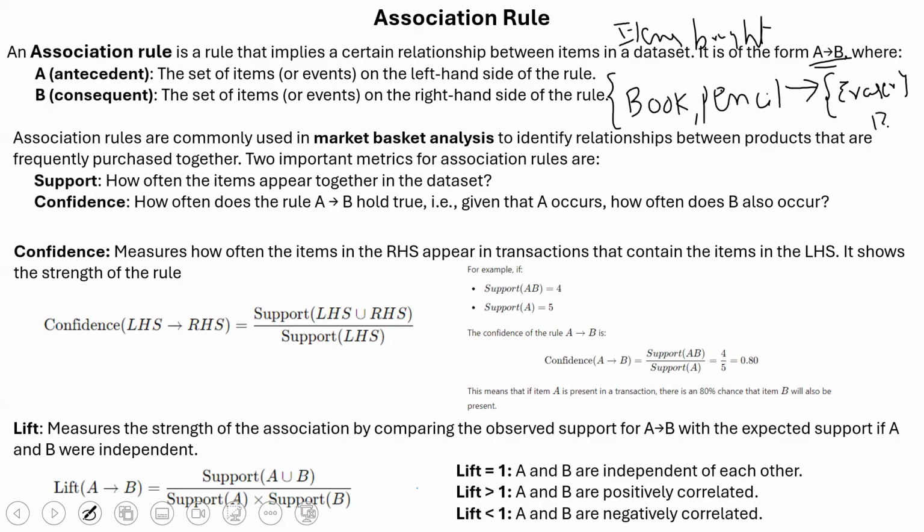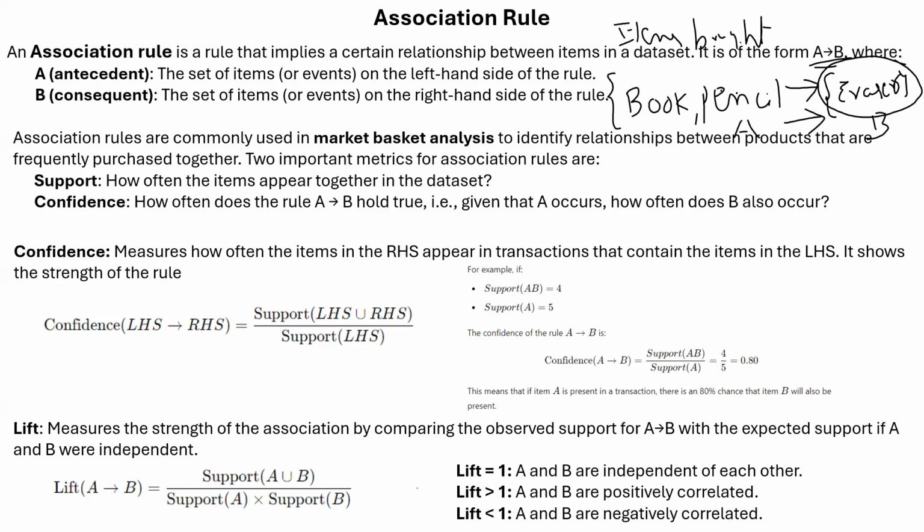This is B, this is A, and this is the relation. So if a customer bought book and pencil, there are high chances that he will also buy eraser. Okay, customers' items also bought. Okay, so that is called an association rule.